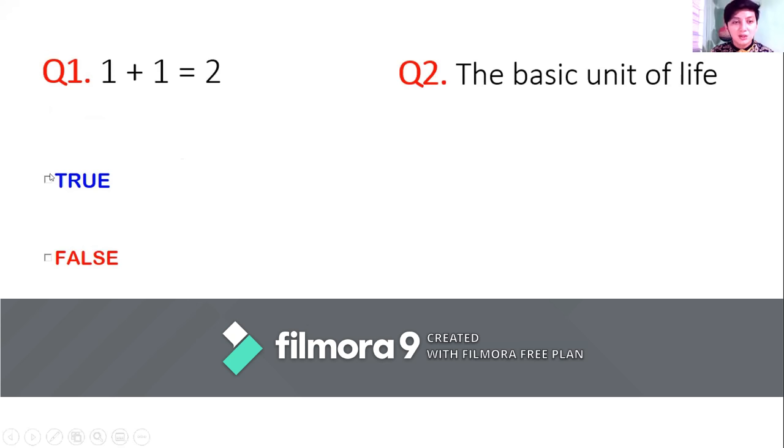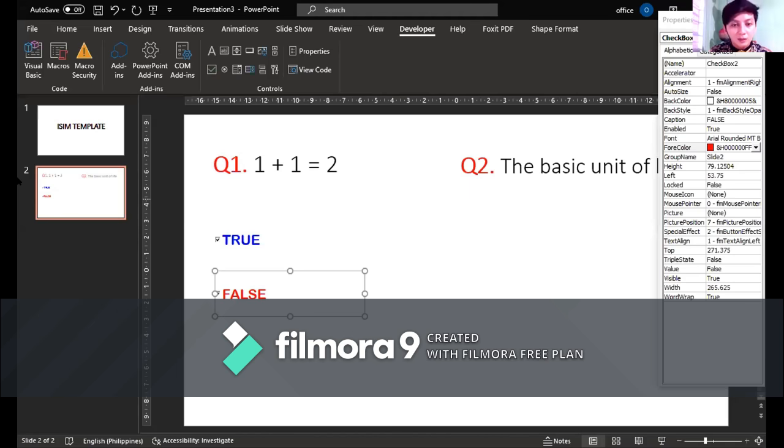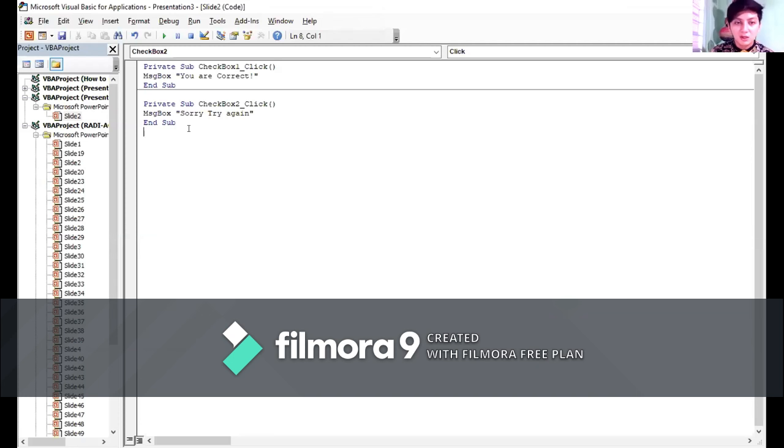So if your answer is true, then check here, then the message box, there's a prompt that will send you a message that you are correct. But if you choose and check the box for false, sorry, try again. Okay, so that's it for the checkbox and inserting the codes for message box.